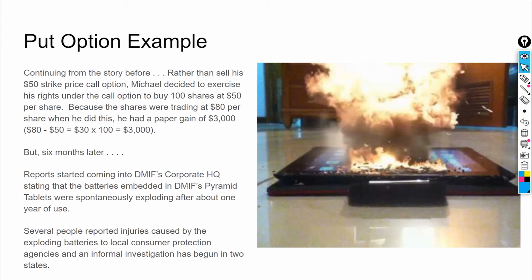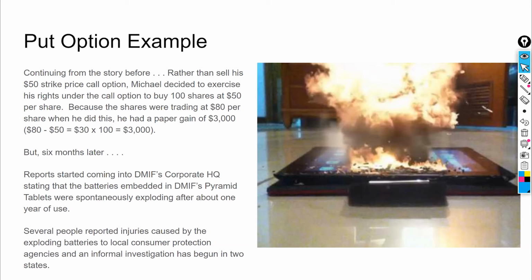But let's say 6 months later, reports start coming into the corporate headquarters that the batteries embedded in this pyramid tablet that Michael was super excited about, that's why he wanted to buy the stock in the first place, he thought this was going to be a hit, it's the next iPad or whatever, right? They get reports that these tablets are spontaneously exploding after about 1 year of use. And several people have reported injuries caused by these exploding batteries.